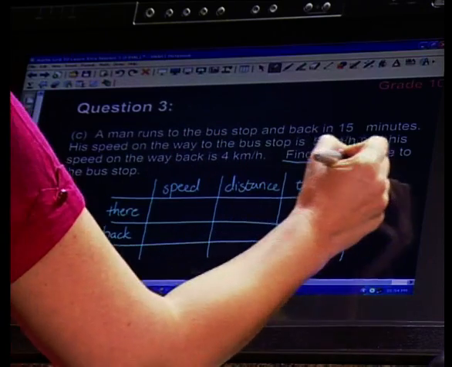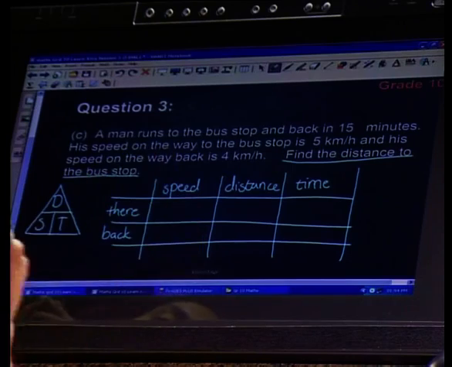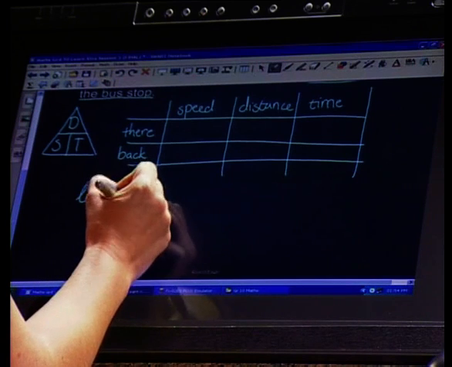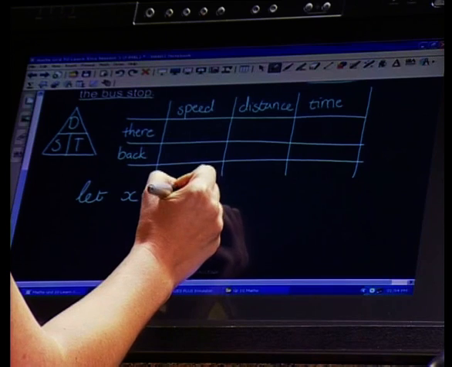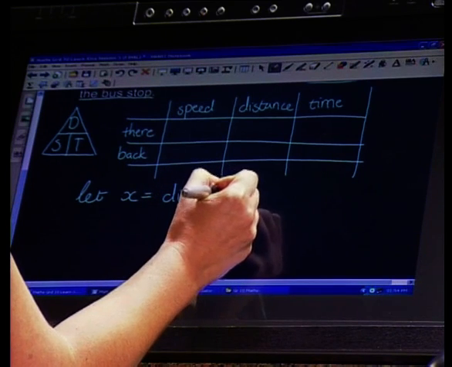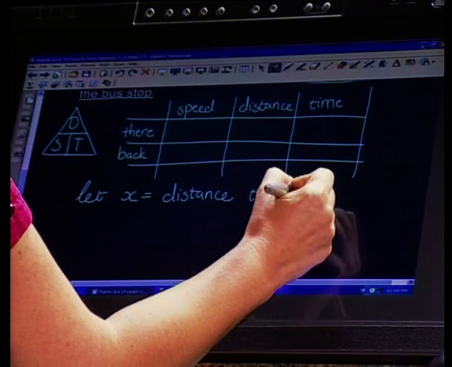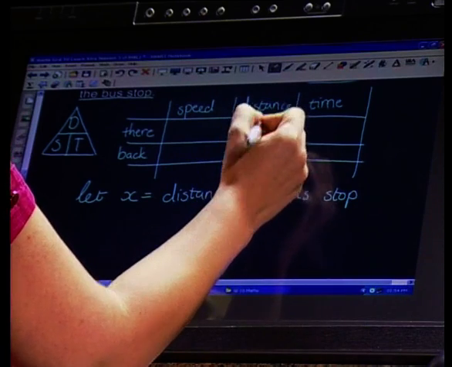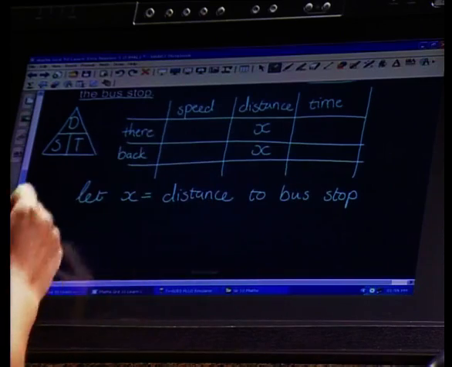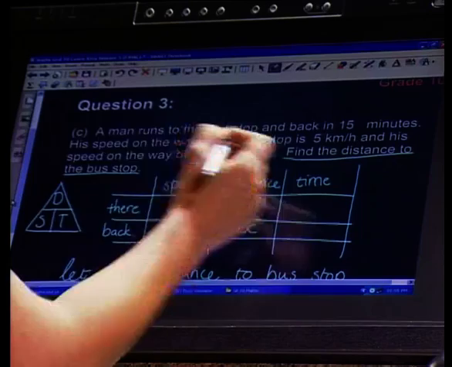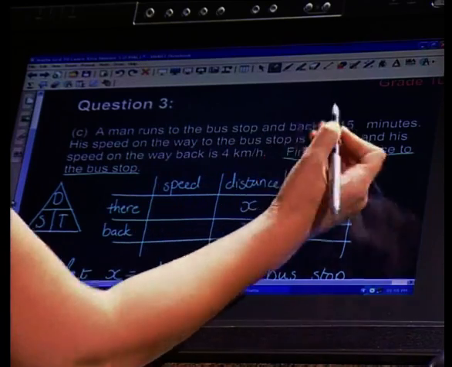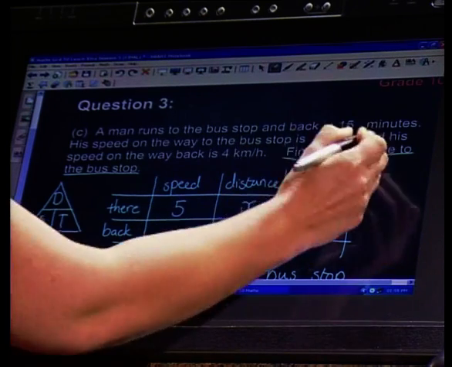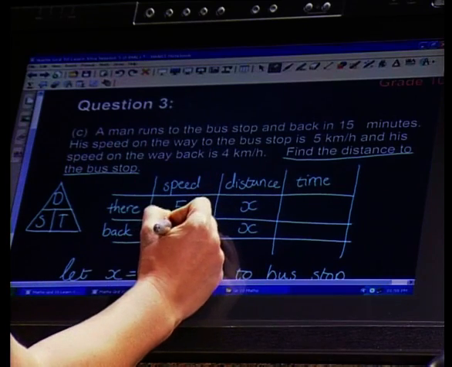The first thing we need to decide is which is x. They ask for find the distance to the bus stop. That means our distance. Let x equal the distance to the bus stop. So that means the distance is the same for both the walk there and the walk back. What else? His speed on the way to the bus stop is 5 kilometers an hour. So on the way there, he's traveling 5 kilometers an hour. And on the way back is 4 kilometers an hour.